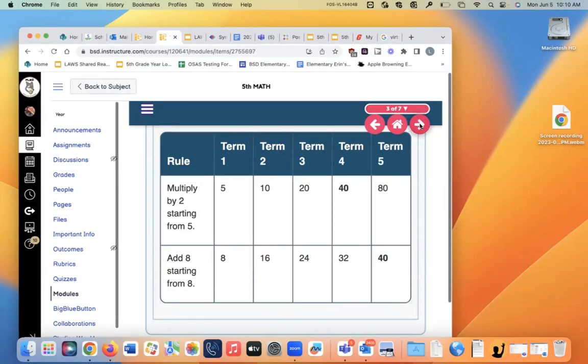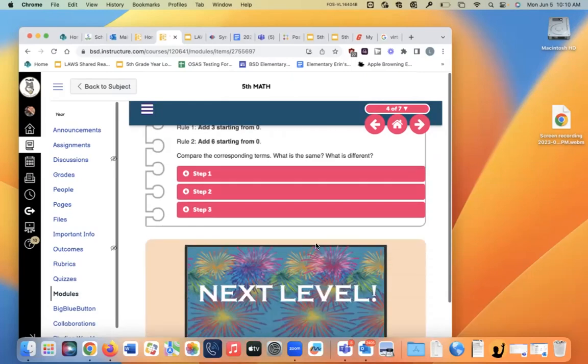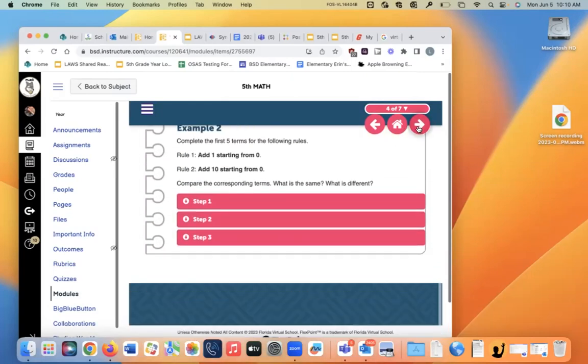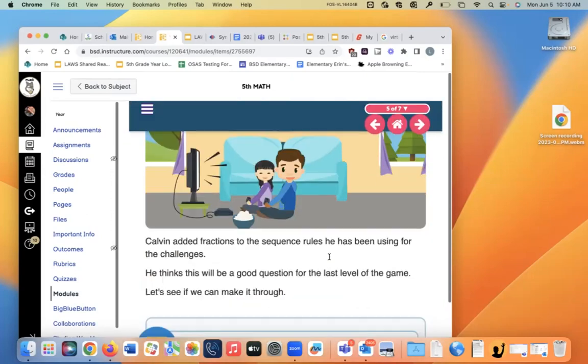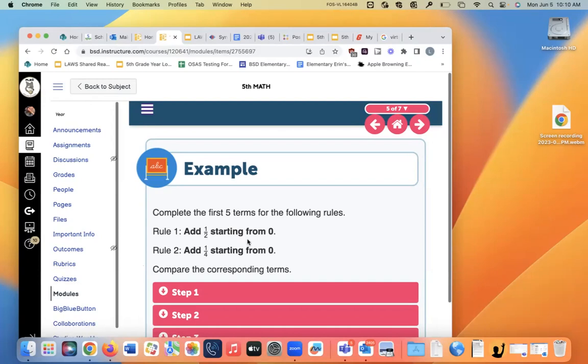I think that's probably all they do in this lesson, but let's take a look. Add 3 starting from 0. Yeah, they're just practicing it a bunch. Prepare and compare. Here he's adding fractions. Let's see if we can make it through.